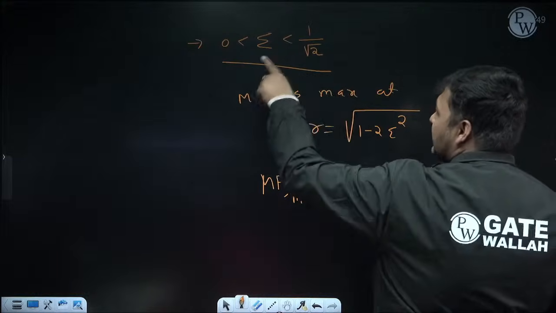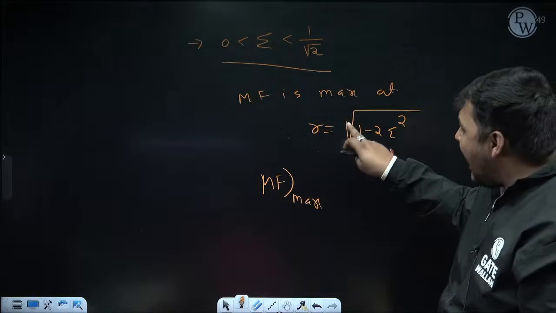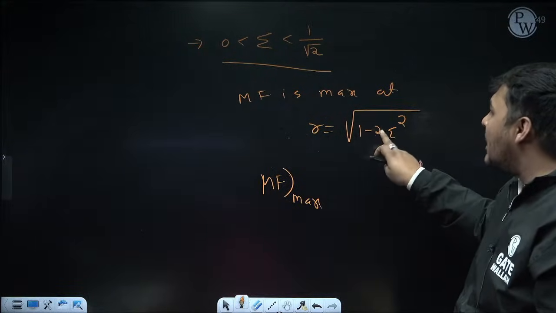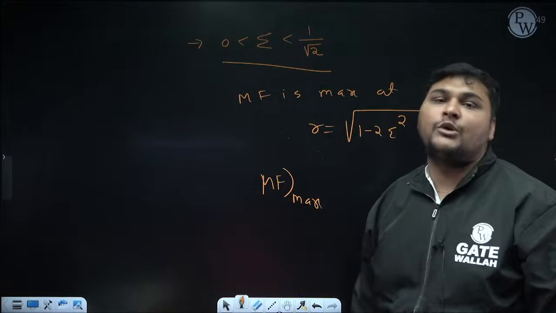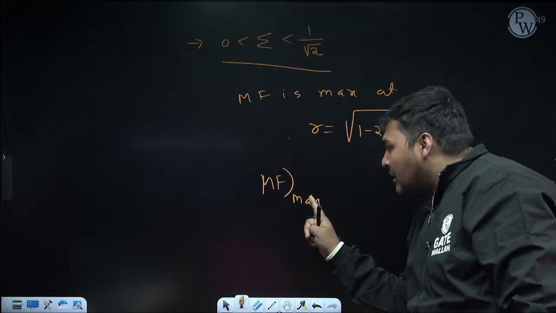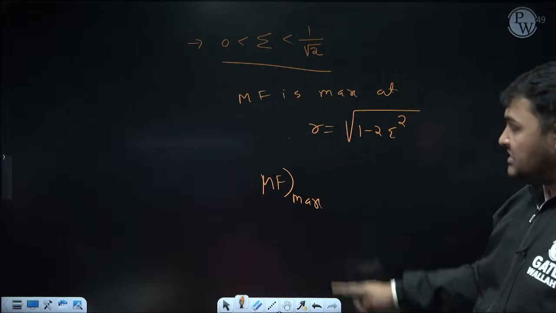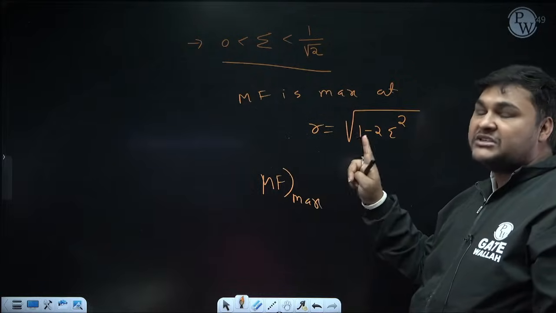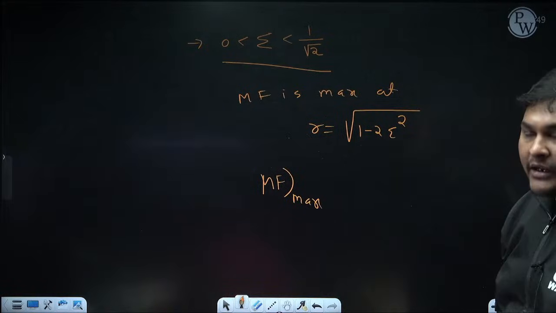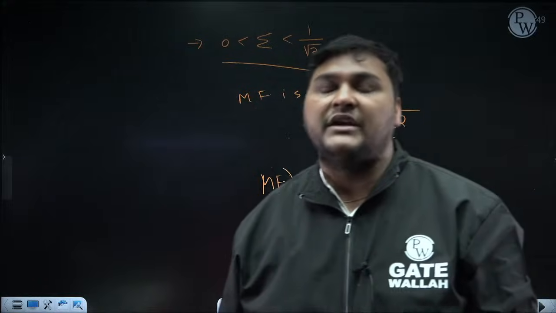Because we know in this range, MF is maximum at this R. So if I put R equal to root over 1 minus 2 zeta square, meaning R square equal to 1 minus 2 zeta square, in the equation of MF, can I say I will get the expression of the maximum value of MF for that zeta? And this is a general question, because the examiner generally asks at which R MF is maximum and what the max value of MF is. So if you want, you can separately remember the expression of the maximum value of MF for any zeta.